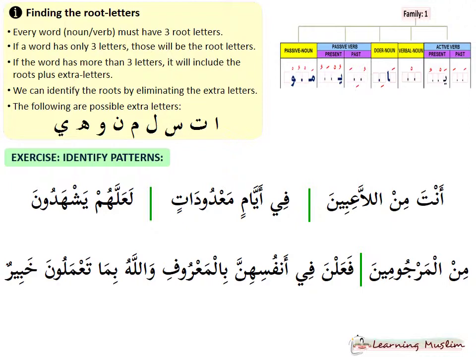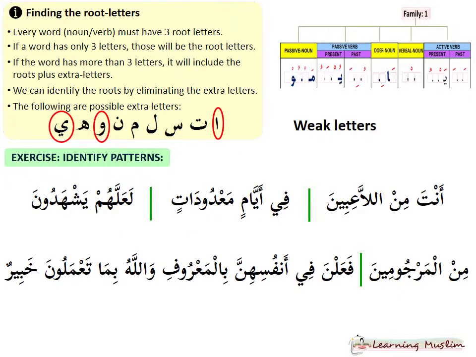So let's look at some examples. Anta min al-la'ibina. Let's look at the word al-la'ibina. It has alif lam at the beginning. That's definitely going to be extra. And it has ina at the end, ya, nun at the end, so we know that it's part of a plural, as you learned in Nahu. So ina definitely is going to be extra. So we're left with lam, alif, ain, and ba. Ain is root, ba is root, and between lam and alif, we have to now decide whether that's the root or not.